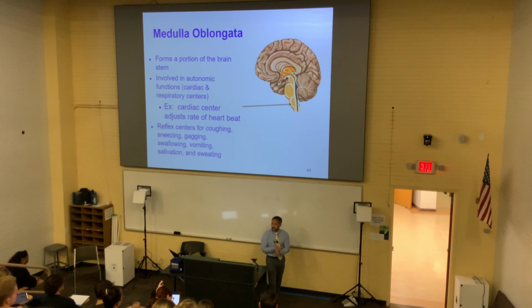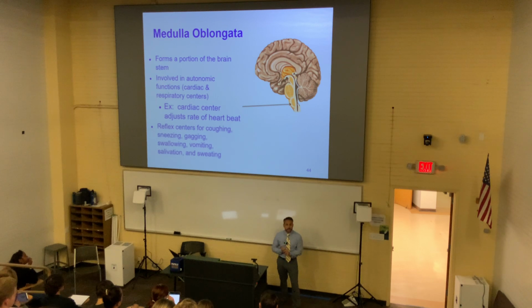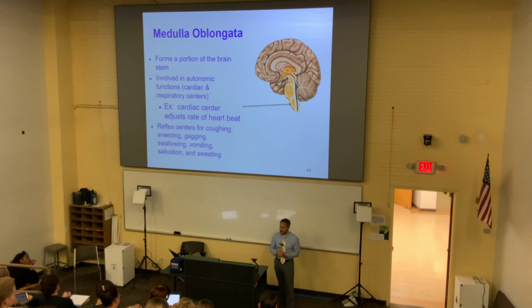We're going to talk about some reflexes here today. Reflexes for coughing, sneezing, all right? It happens a lot in this classroom. Gagging, swallowing, vomiting, salivation, and sweating. These are all reflex centers that are located at the medulla oblongata.